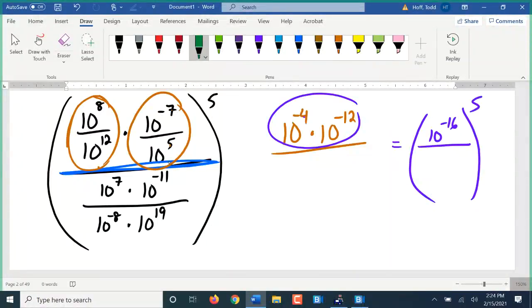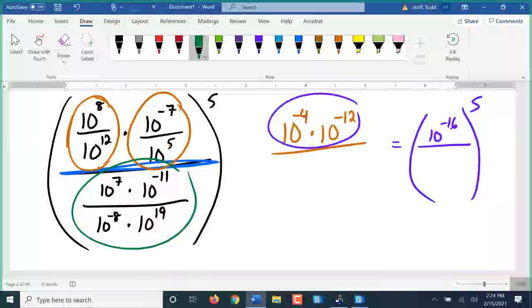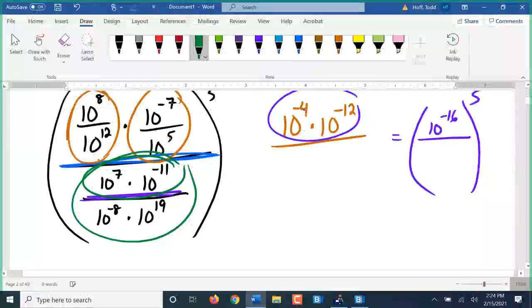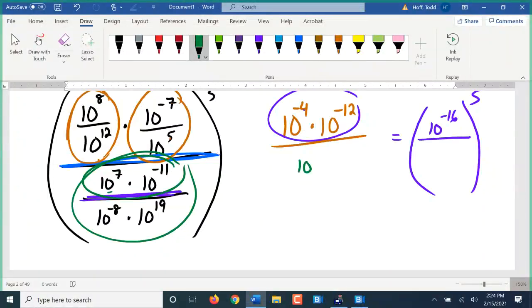Now let's do what's on the bottom of our fraction bar. Well, there's another fraction bar there. It is another enclosing symbol, so we have to do what's on top of that first. 10 to the 7th times 10 to the negative 11th. We're multiplying, we have the same base, both a base of 10. So we add powers. 7 plus negative 11 is negative 4. That's the top of that other fraction bar.